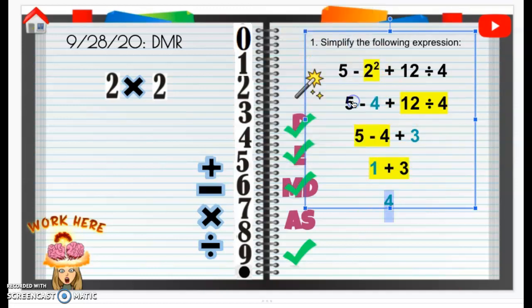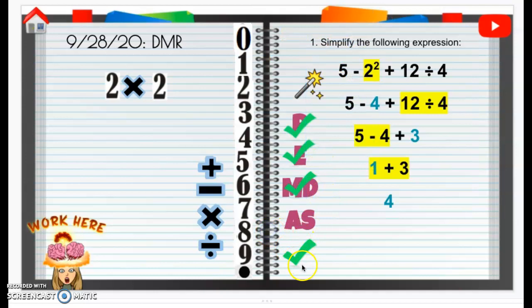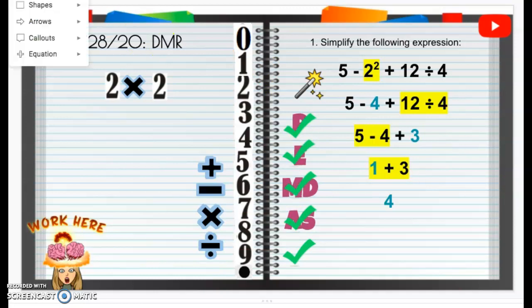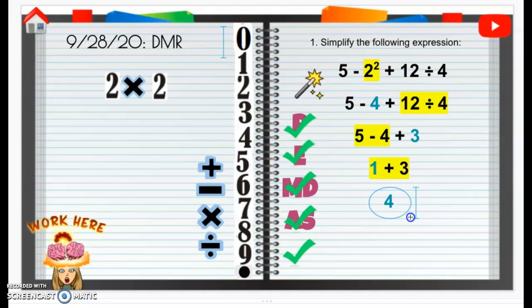So, are we done with our addition and subtraction? Yes, we are. And we're done with our order of operations. There's our answer. You can circle it if you want to. You do not have to. But if you would like to, you can. And that circle, I'm going to make that transparent there so that you can see. And that is all for our DMR.